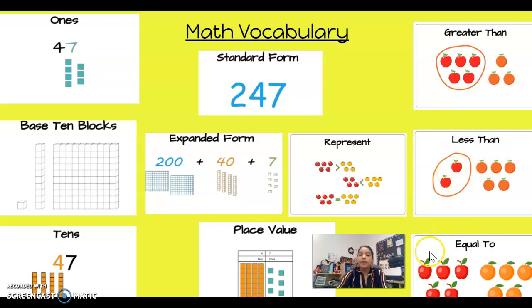So the number of apples is less than the number of oranges since we have fewer apples. Equal to. Equal to is when we have the same amount of objects. They each have the same amount. So we have 5 apples and 5 oranges. So they have the same amount. They have the same number. So that means that they're equal to. So the number of apples is equal to the number of oranges.